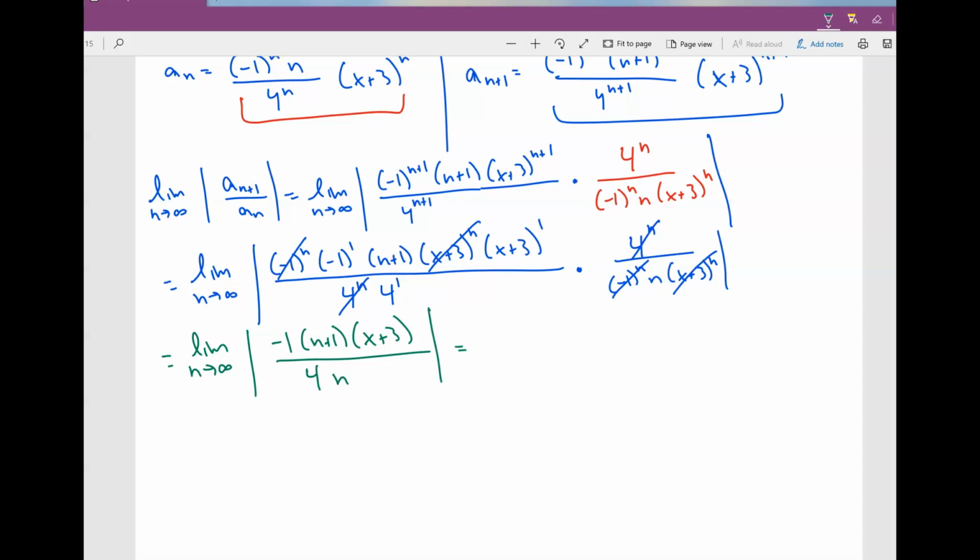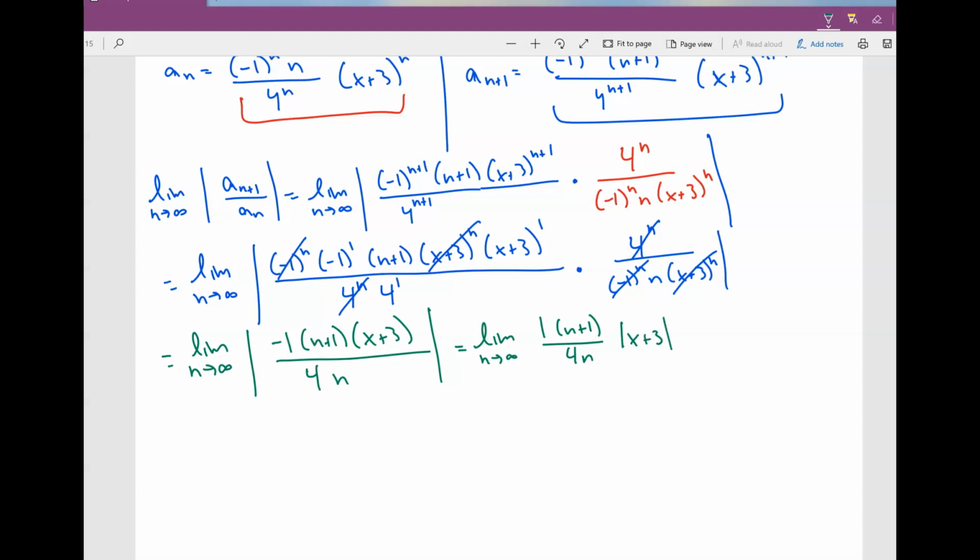Now you're going to have the limit as n goes to infinity. This negative 1 is going to turn into a positive 1. You're going to have an n plus 1 because n can be all positive numbers, and so was for n. Now, x plus 3, we're not sure. We don't know what x can be. X can be a negative number. We're not sure, so that's going to stay inside of the absolute value.